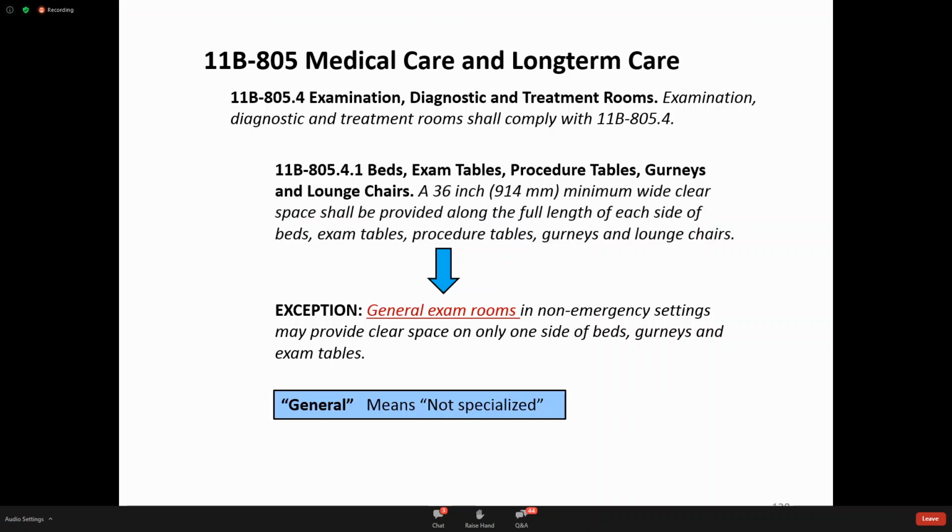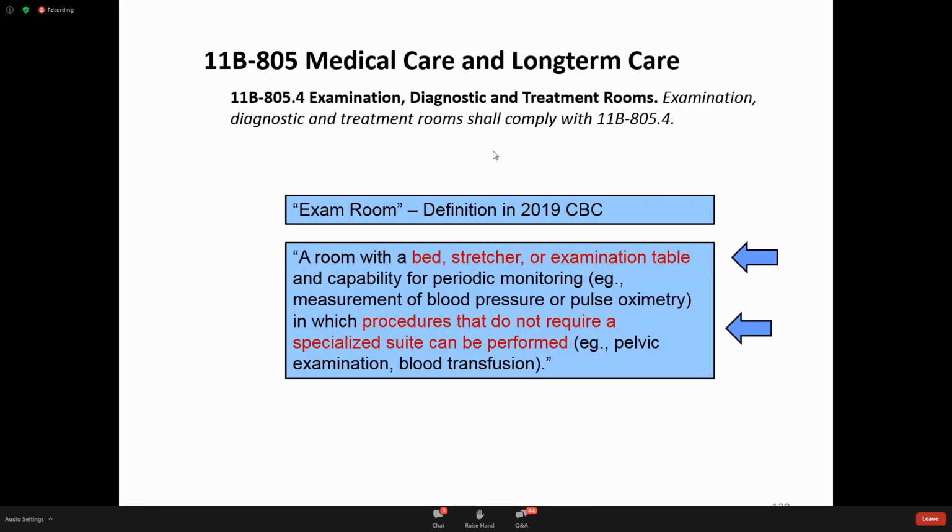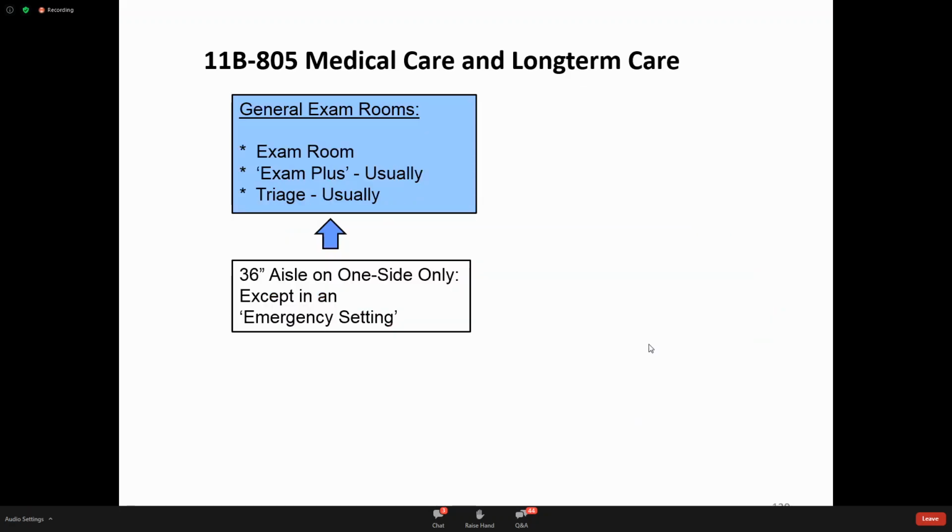It's not specialized. Now, there is a definition in the code, and I've got to say, in OSHPD's CAN 2-11B, their interpretive document, they make this very point. This examination room definition is what they're referring to. I'm not going to go through the language, and frankly, I'm not sure that it gets me anywhere when I do, but the point is it's not a specialized room.